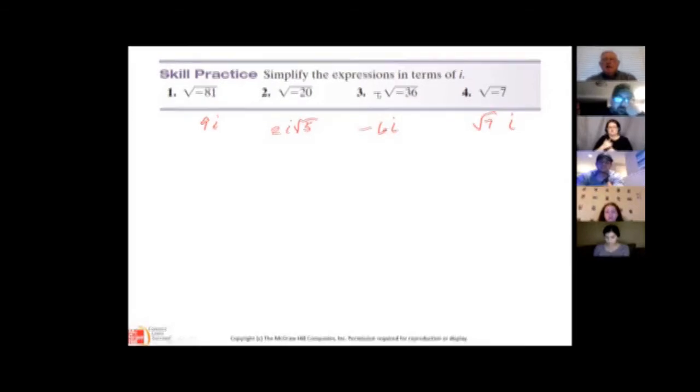Here we carry down the negative. We take a -1, which is the i. Square root of 36 is 6, and here is the negative we brought down. In the case of the square root of -7, we extract the i from the -1, and we bring down the square root of 7.